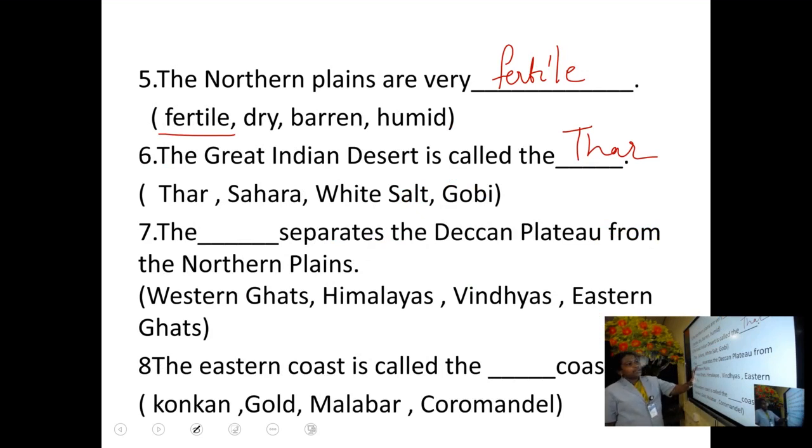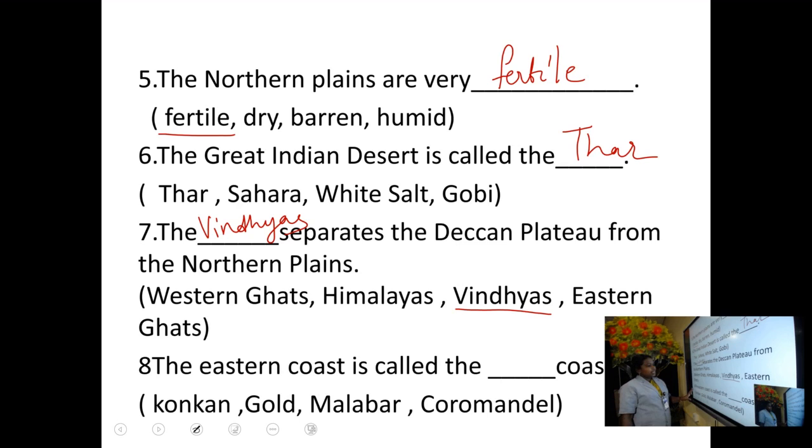Now, the dash separates the Indian Deccan Plateau from the northern plains. The options given are Western Ghats, Himalayas, Vindhyas and Eastern Ghats. Answer is Vindhyas. What are called Vindhyas? Vindhyas are a group of mountains which stand in between the northern plains and the Deccan Plateau. It is this group of mountains which separates the plateau from the northern plains.